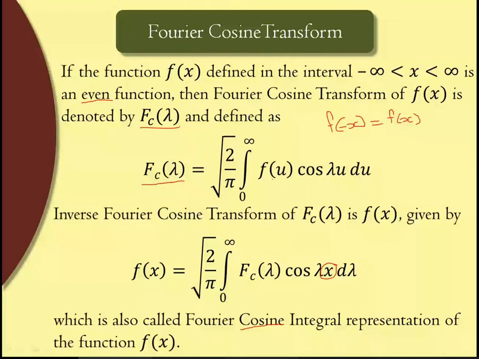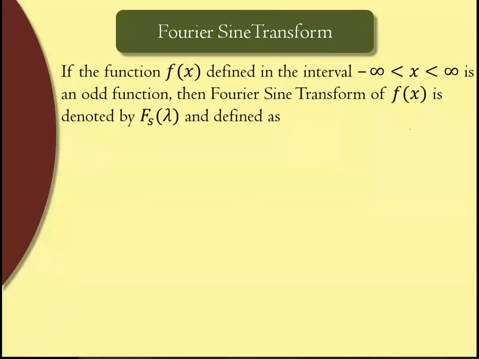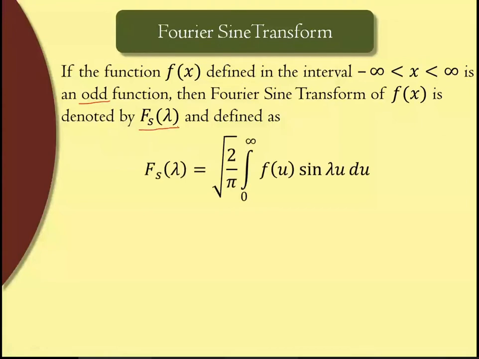There is one more type, that is the Fourier sine transform. If the function defined in the interval minus infinity to infinity is an odd function, then the Fourier sine transform of f of x is denoted by fs lambda, and it is defined as fs lambda is equal to square root of 2 by pi integral 0 to infinity f of u sine lambda u du. So by making use of this formula of integration, we can get the Fourier sine transform.